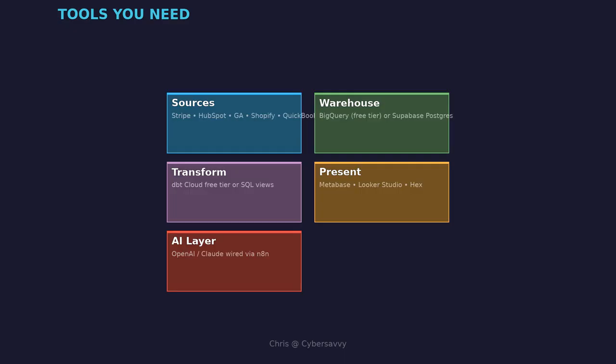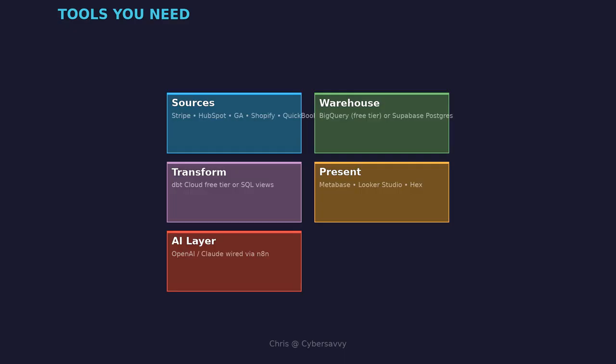Layer 4 is the presentation layer. This is what you actually look at. My top 3 picks are Metabase for self-hosted, Looker Studio if you want free and easy, and Hex if you want notebooks with AI built in. On top of all 4 layers, you bolt the AI layer, OpenAI or Anthropic Claude, which we wire in through n8n or a simple Python script. That is the whole stack. Source, warehouse, transform, present, and then AI on top.